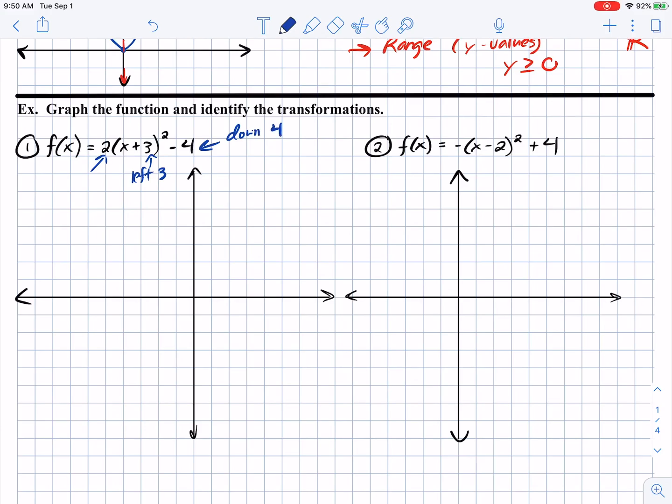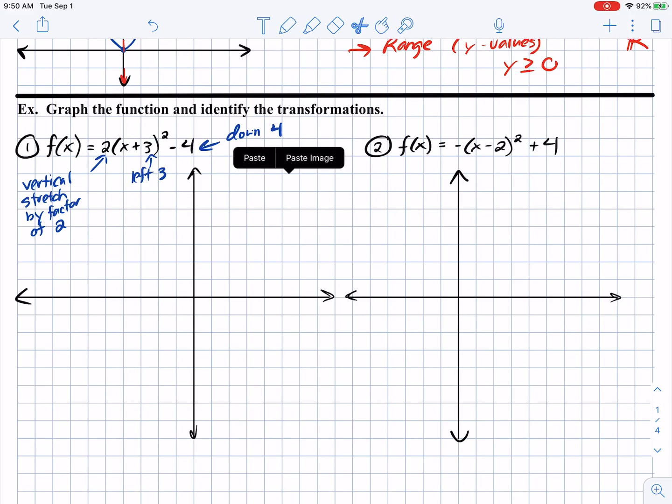And then the 2, because it's greater than 1, is a vertical stretch by a factor of 2. So that parabola is going to be more narrow. It's being pulled up and down. It's a vertical stretch by a factor of 2. It's going to be more of a narrow graph.